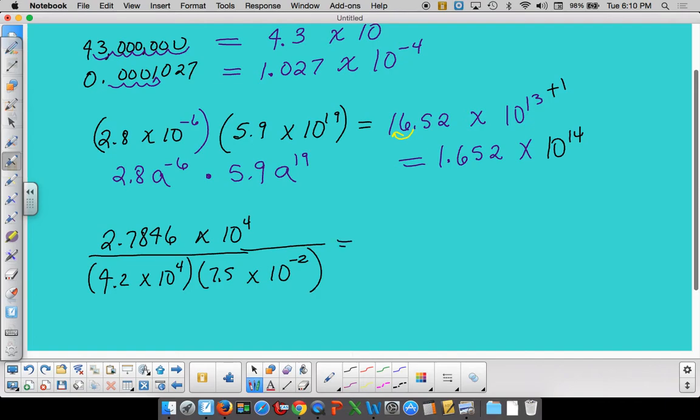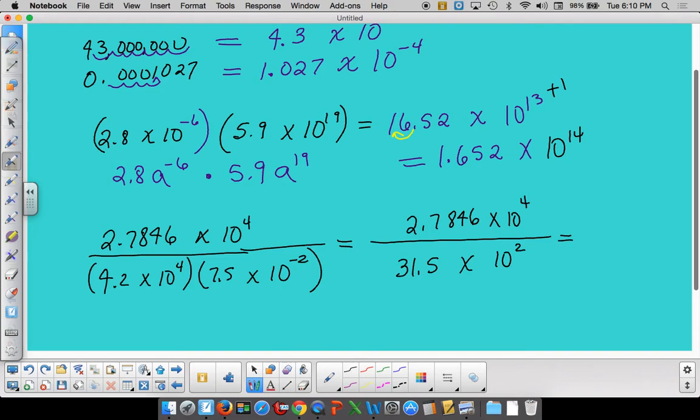This last one is a twofold one. I would recommend, since it's got division and multiplication in it, multiply the bottom first. Get that combined. You don't necessarily need to put it in proper form yet. If I multiply 4.2 times 7.5, I'll get 31.5 times, then I need to add my exponents. 10 to the fourth, 10 to the negative second is 10 squared. I could move that back to proper form, but it's really not essential until I do the division.